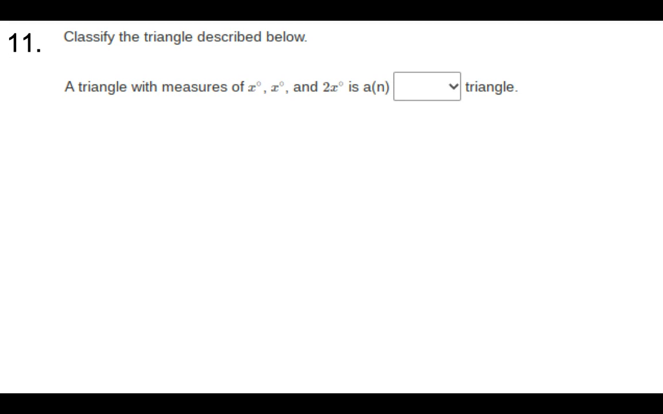A triangle with measures of x degrees, x degrees, and 2x degrees. So go ahead and classify the triangle. All right, so to do this, remember all the angles of a triangle add up to 180. So in order to solve for this, we're going to do 180 equals the first angle, x, plus the second angle, x, plus the third angle, which is 2x.